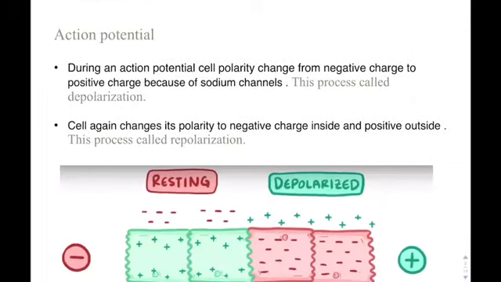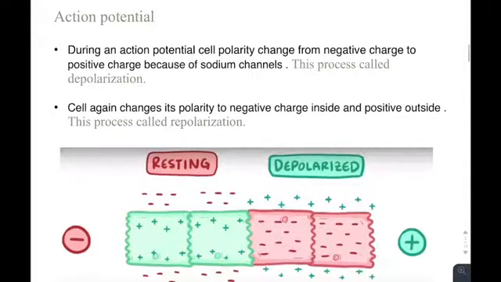Now, we need to explain the action potential. What is an action potential? It is a brief change in voltage across the cell membrane. We know that in the normal or resting state, the cell charge is negative inside and positive outside. But during an action potential, the cell polarity changes from negative to positive, and this process is called depolarization, and that occurs because of the sodium channel.